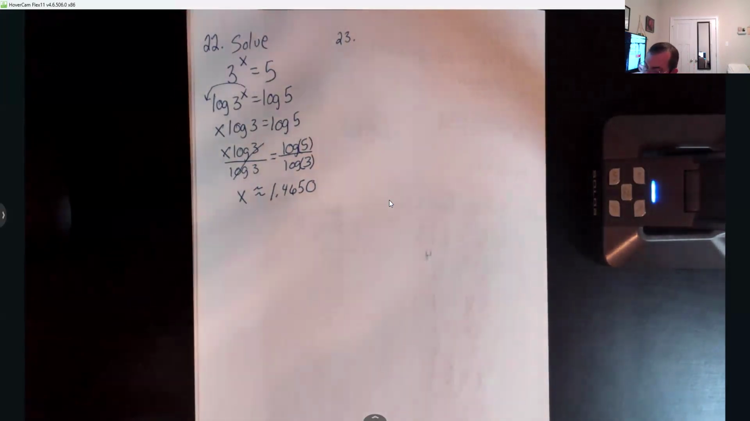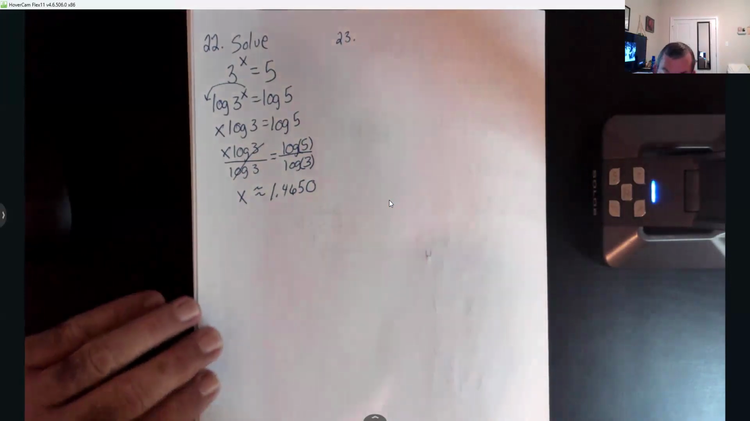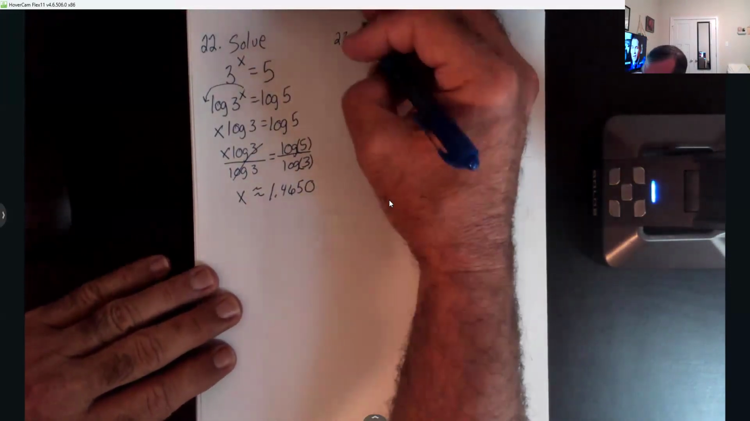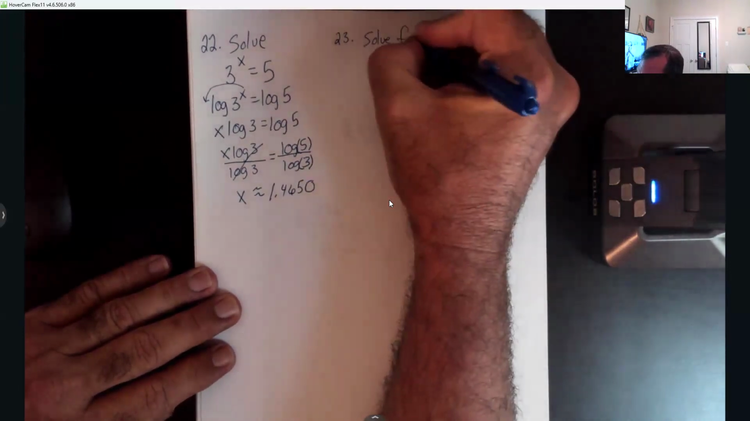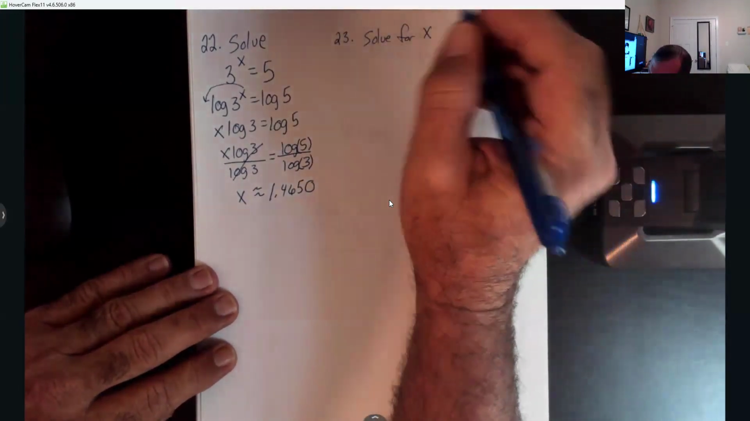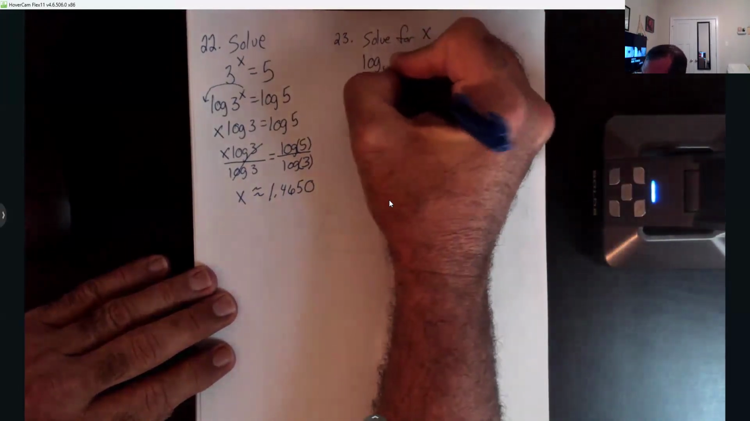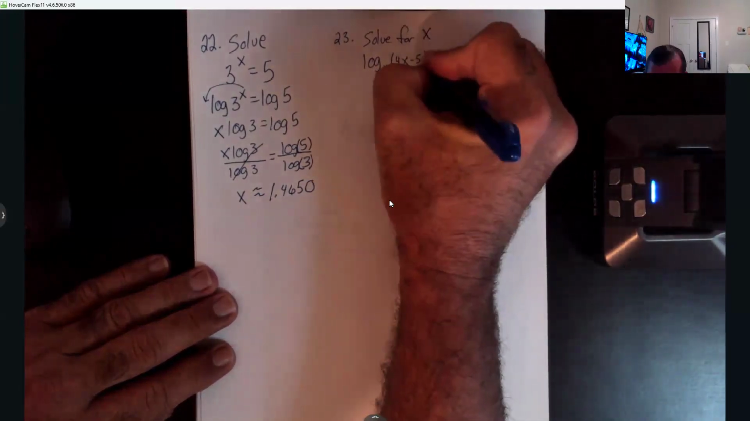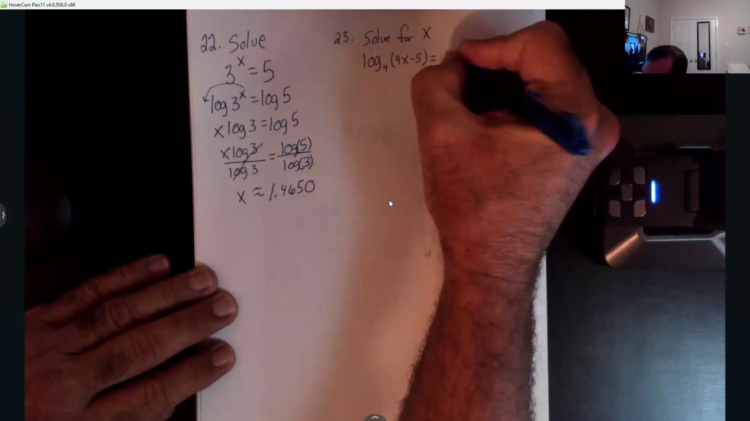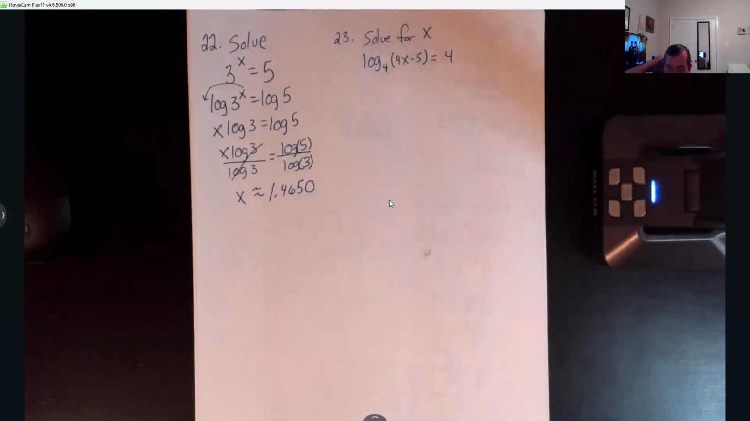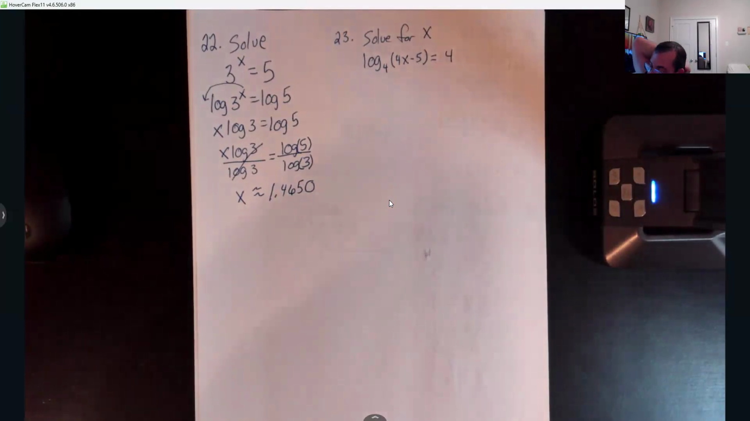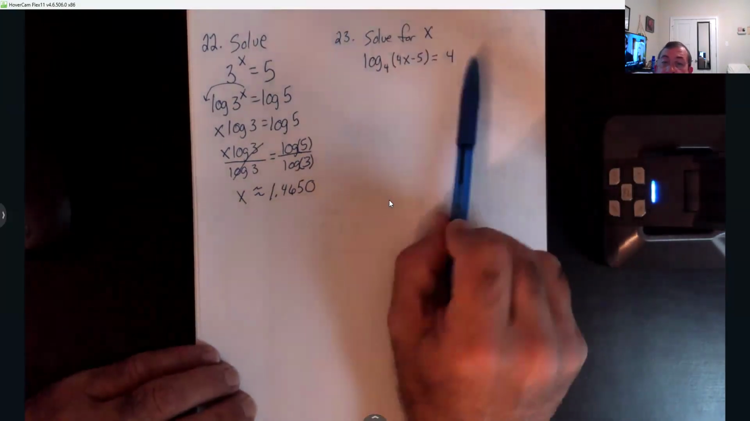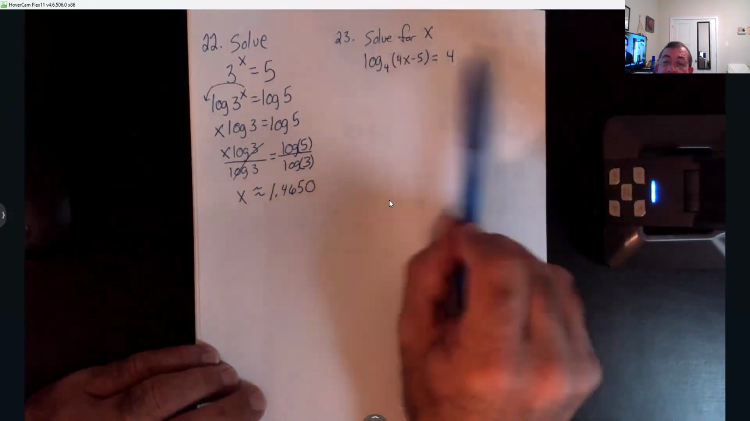All right, y'all, looks like the last 3 are all log equations, okay? So 23 says solve for x. They got a log base 4 of 4x minus 5 equals 4. All right, so you got a log equation. There's only one log on the left side, so I don't have to combine any logs. I don't have logs on both sides, so I can't do the log base property.